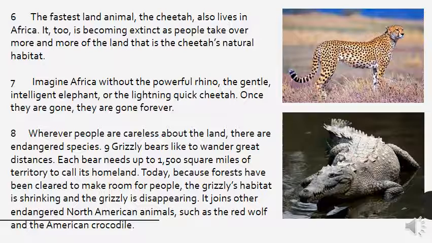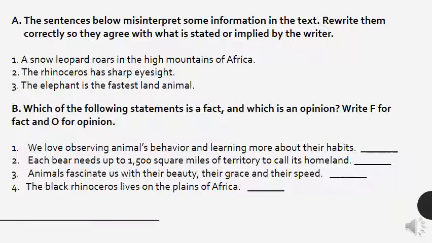Each bear needs up to 1,500 square miles of territory to call its homeland. So these kinds of bears need huge distances or huge lands in order to call their homeland, as habitats. Today, because forests have been cleared to make room for people, the grizzly's habitat is shrinking and the grizzly is disappearing. It joins other endangered North American animals such as the red wolf and the American crocodile. This is the American crocodile. This kind of animal is also endangered.